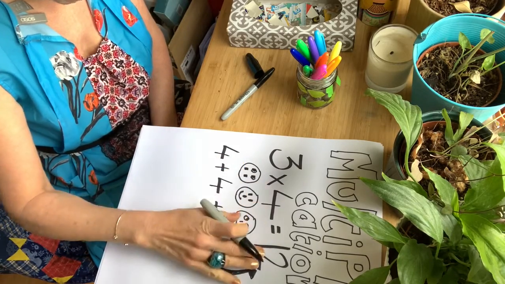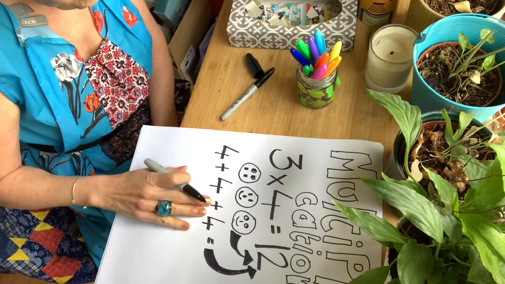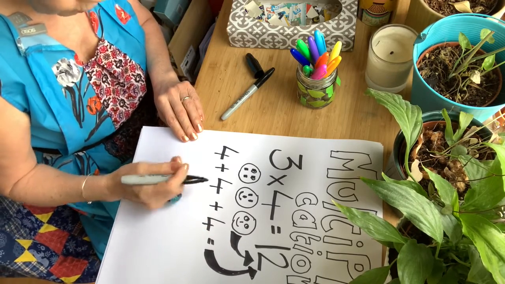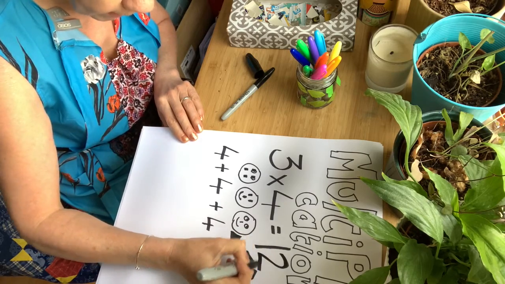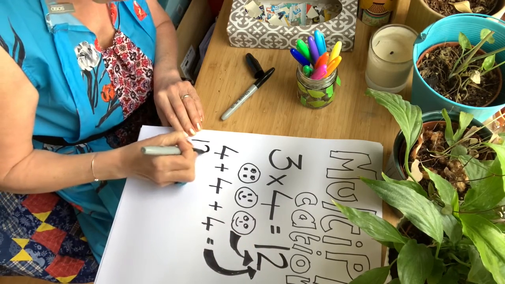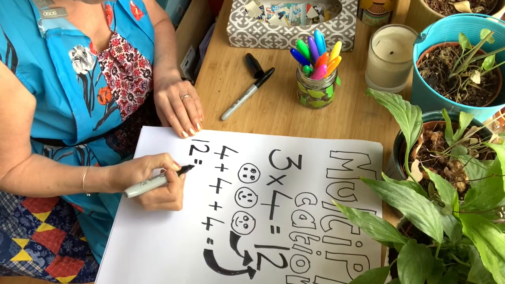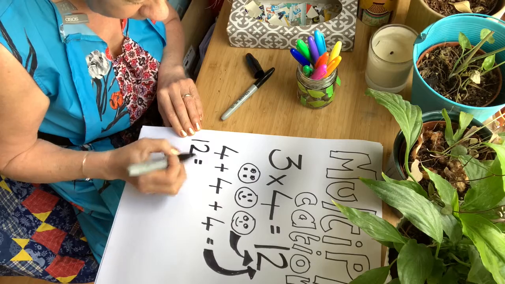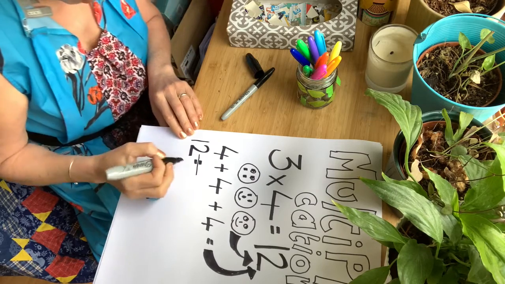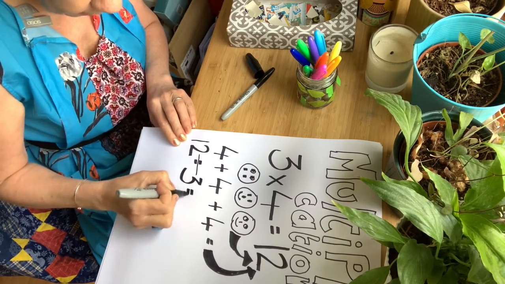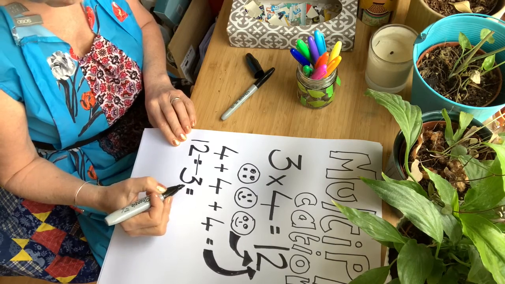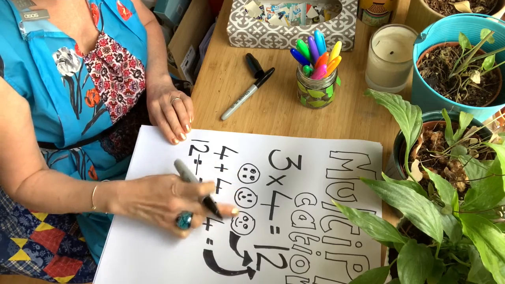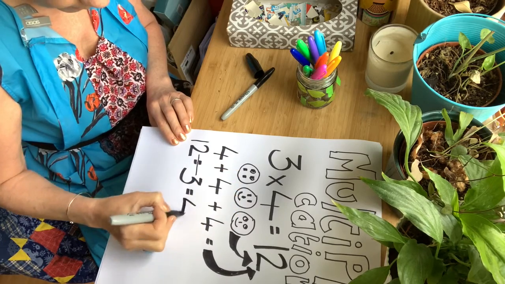3 times 4 equals 12. 4 plus 4 plus 4 plus 4, so that's addition. Division. So if I start off with the biggest number in my algorithm, which is 12, 12 equals, that's not right, is it? So how am I going to turn that into divide? I'm going to put a line along here. 12 divided by 3 equals, so if I have 12 things and I divide them into 3 groups, there's 4 in each group. So that's that little diagram again, isn't it?